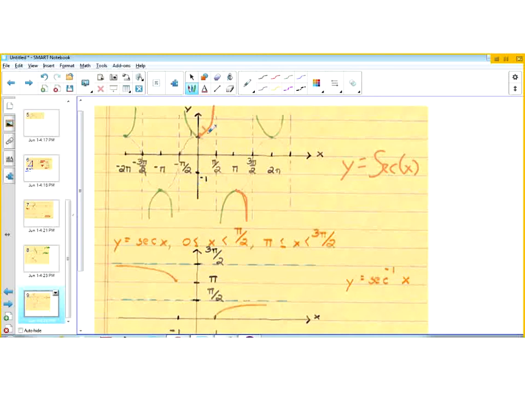So in this case, let's talk about this branch right here. Its domain is from 0 to pi halves, so that would map to its range right here. The range here, from 1 to infinity, becomes the domain. So we would map the domain from 1 to infinity, and the vertical asymptote becomes a horizontal asymptote. Then we would do the same for this branch right here, the lower branch.